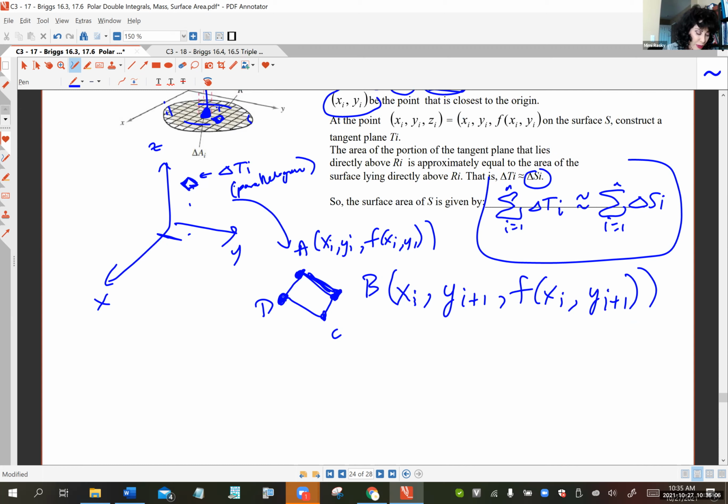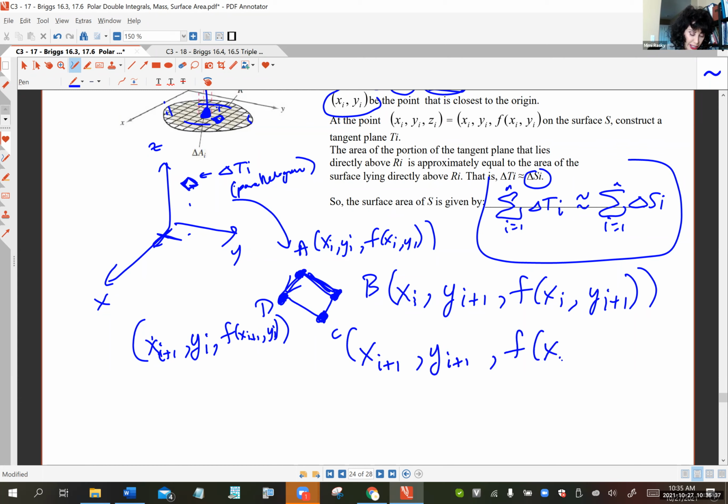Okay, let's do letter D before we do letter C. Letter D, his ordered triple is going to be, since you're sort of heading in the x-axis direction, the x will be different. His ordered triple is x sub i plus 1. His y coordinate is the same as A's, and his z coordinate is f evaluated at those guys, f evaluated at x sub i plus 1, y sub i. And then finally, this point C has ordered triple x sub i plus 1, y sub i plus 1, f evaluated at x sub i plus 1, y sub i plus 1.